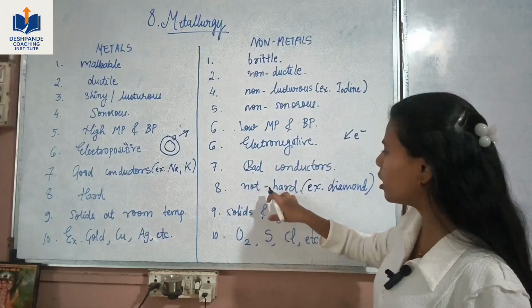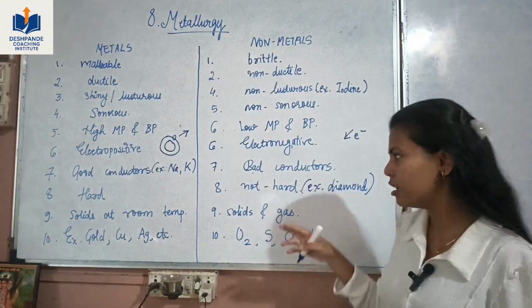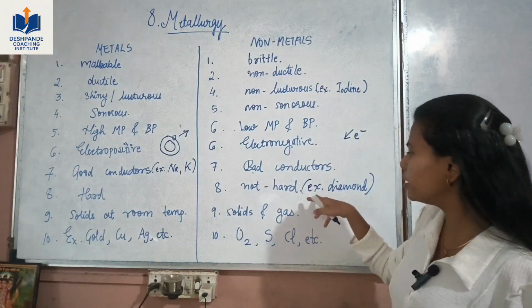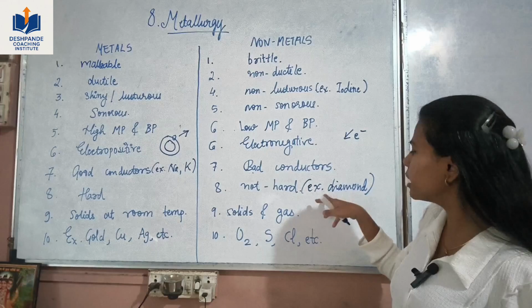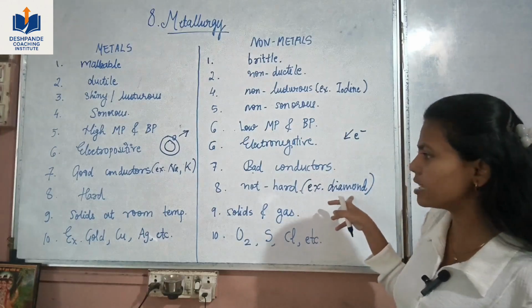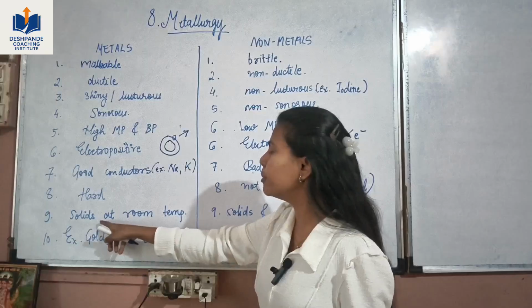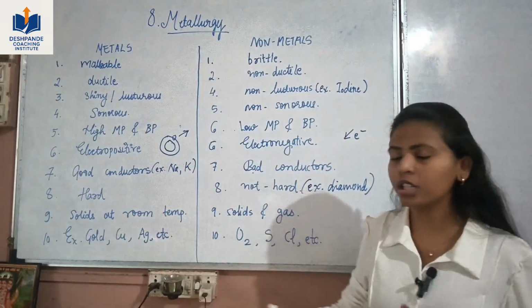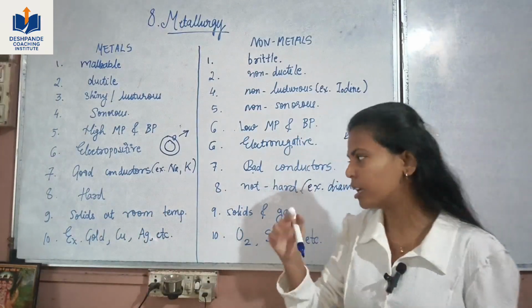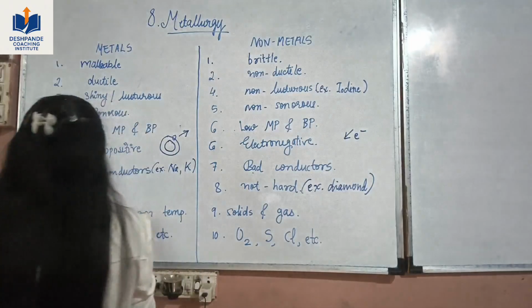Diamond is made from a non-metal, carbon, still it is hard. So you can remember, non-metals are generally not hard. The exception is diamond because it is the hardest substance. Then the next property is that metals are solid at room temperature. Mostly all the metals are solid, but here also there is some exception.